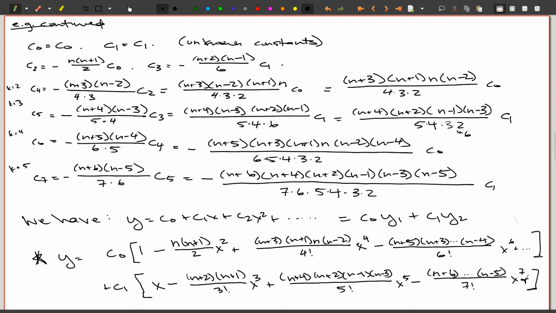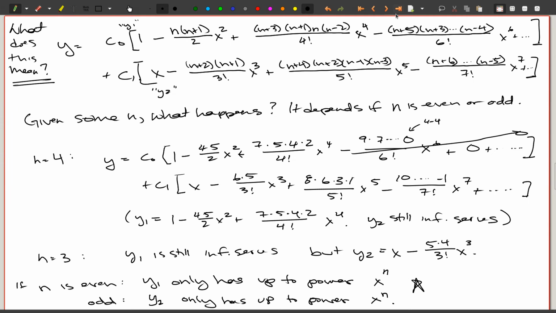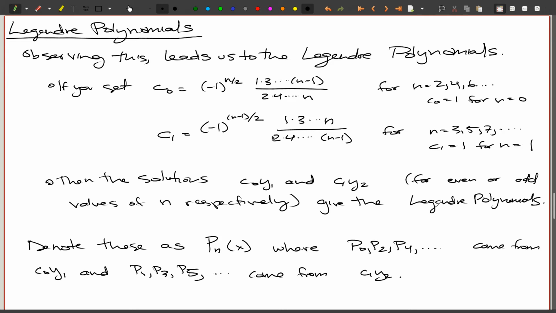Oh, let me correct that, plus ... right there that I missed before. And then we sort of said, well, what does this mean? And we tried plugging in some random values n, and we can see that one of our solutions, either y1 or y2, just ends when you subtract n from the number that it is. And so we still have one infinite series in our solution, but the other one is this finite series. And if you make a special choice of C0 and C1, don't worry about what that number actually is, you arrive at the Legendre polynomials.